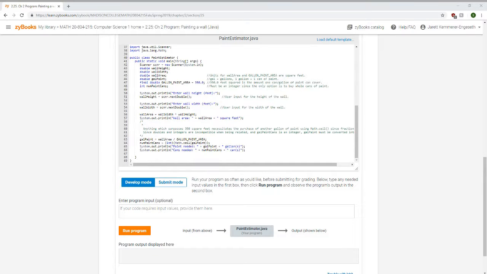We'll now move on to our lines of code, where we ask for the wall height with a scanner, we ask for the wall width with a scanner, and then we use the width and the height to calculate the wall area. Using the wall area, we then take it with our constant, 350.0 square feet for the paint, and we divide the area by the constant to get the gallons of paint, or gal paint.